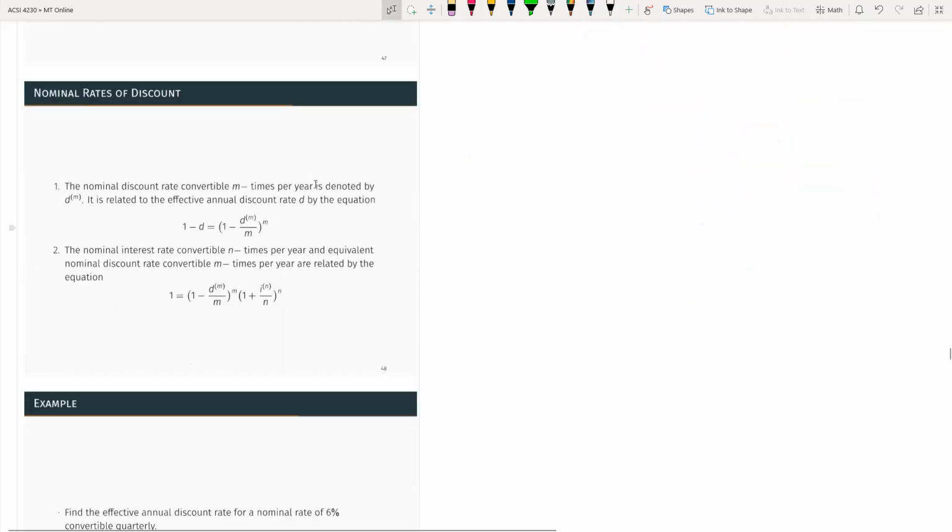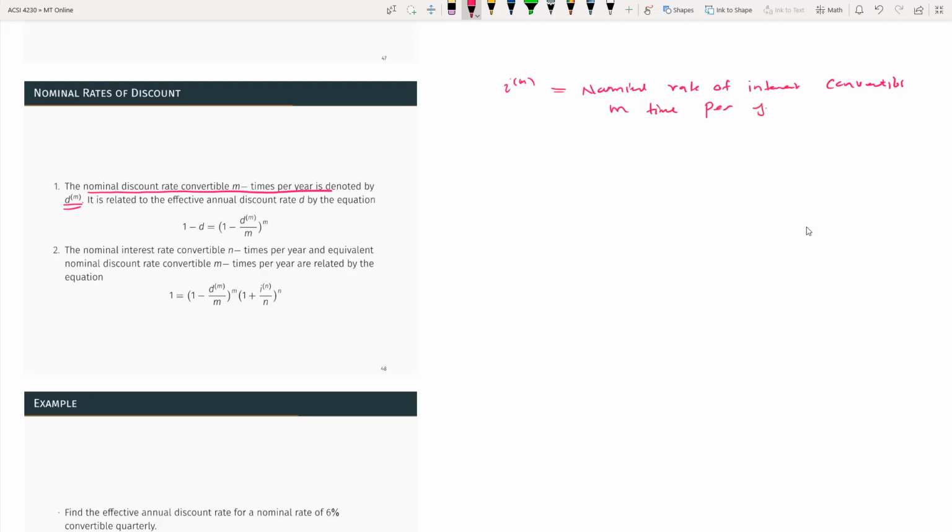Similar to the nominal rate of interest, you have a nominal rate of discount. Here you can see the nominal discount rate convertible m times per year, given by d^(m). Remember, for interest it is i^(m), the nominal rate of interest, convertible m times per year. What that means is that you divide the year into m subintervals.